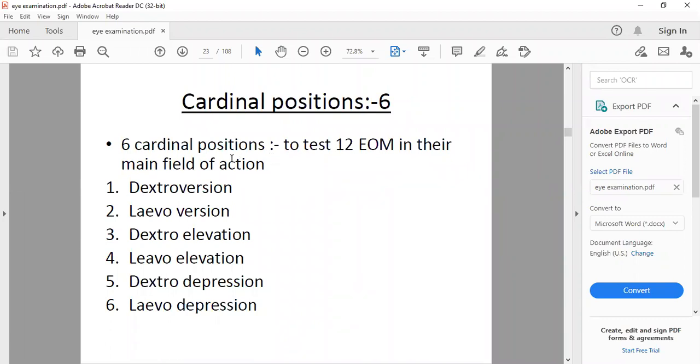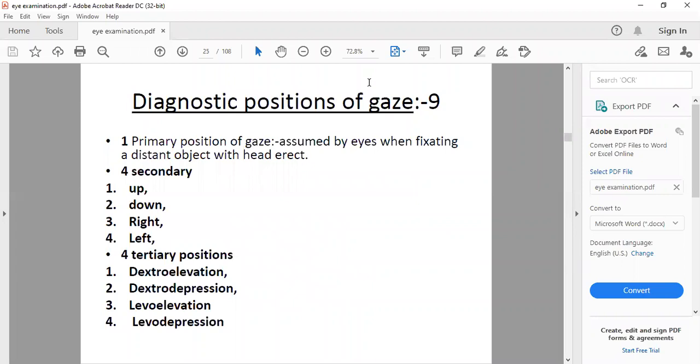So these are the six cardinal positions of gaze. Last lecture I told you that basically we want the patient to follow the target towards the right. So that is called dextroversion. And then right and up, that is dextro elevation. Then right and down, that is dextro depression. Similarly, levoversion means the movement towards the left, and levo elevation and levo depression. So this is how you see the extraocular movements, right?